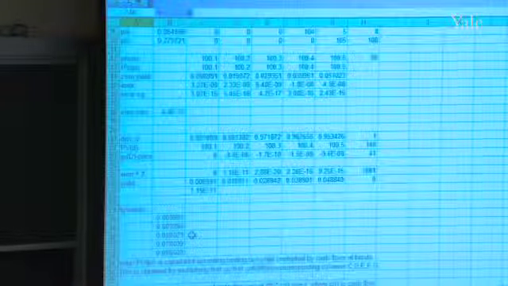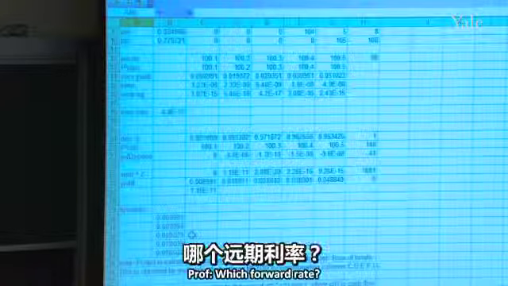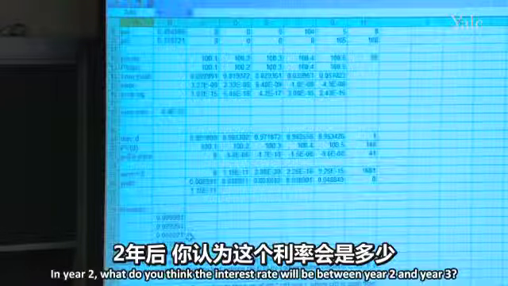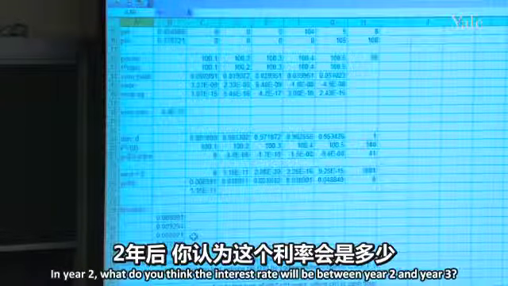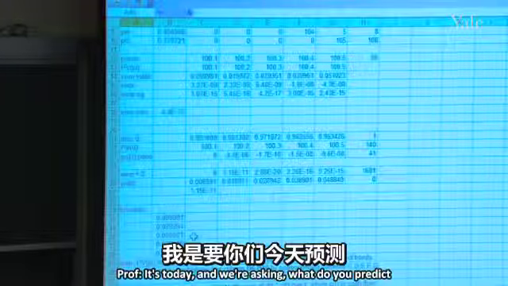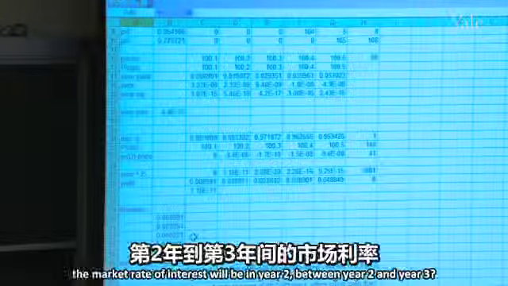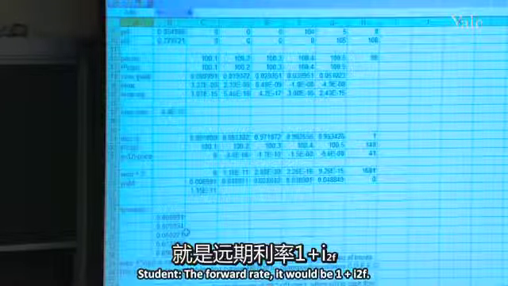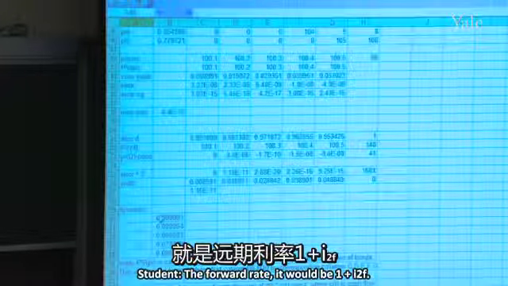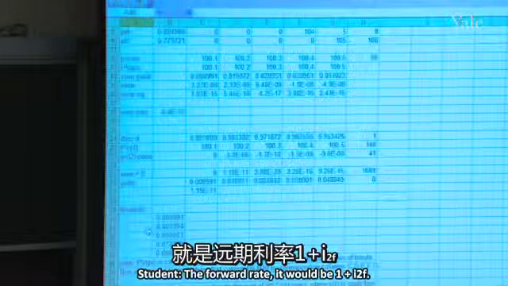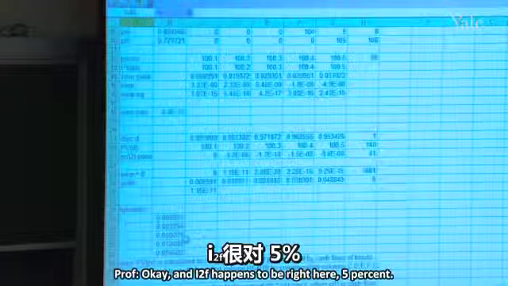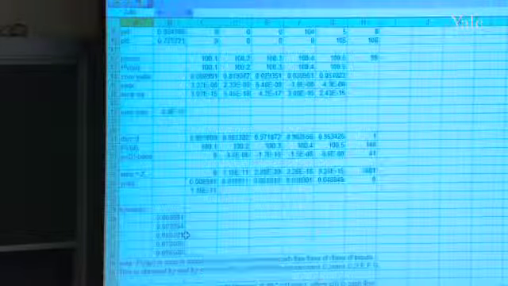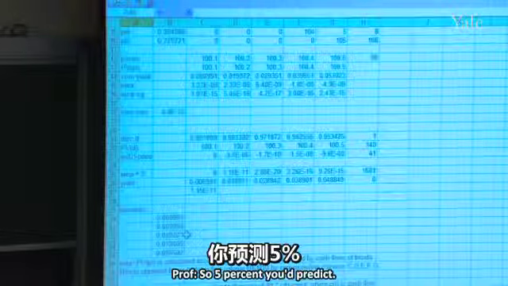Yeah. The market predicts maybe the forward rate. Which forward rate? Sorry, which years were you asking? Year 2. In year 2, what do you think the interest rate will be between year 2 and year 3? It's today, and we're asking, what do you predict the market rate of interest will be in year 2, between year 2 and year 3? The forward rate, it would be 1 plus I2F. Okay, and I2F happens to be right here, 5%. Okay, so that's the forward. So 5% you'd predict. Okay.